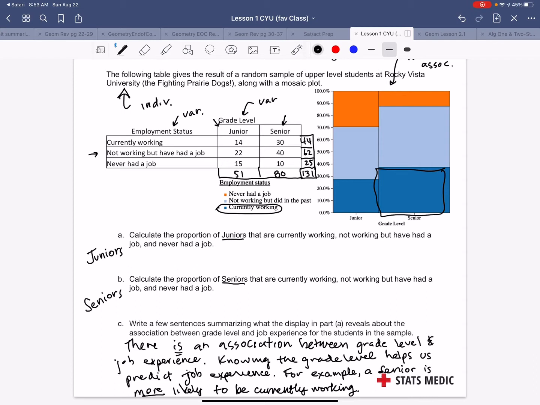So it says calculate the proportion of juniors that are either currently working, right? Not working, but have a job, or never had a job, okay? So currently working would be 14 out of the 51.